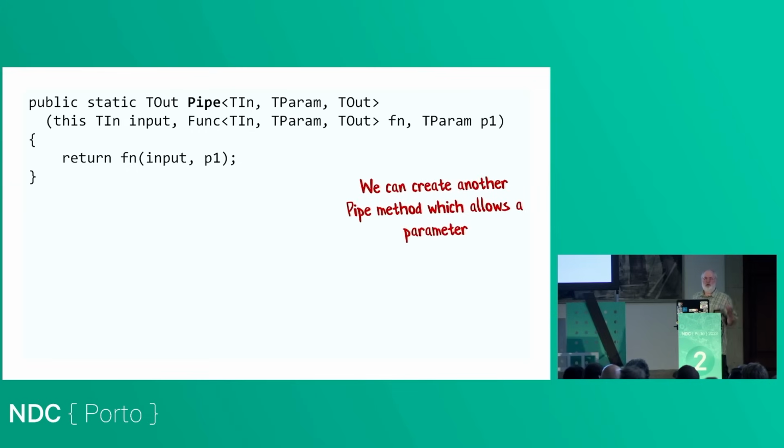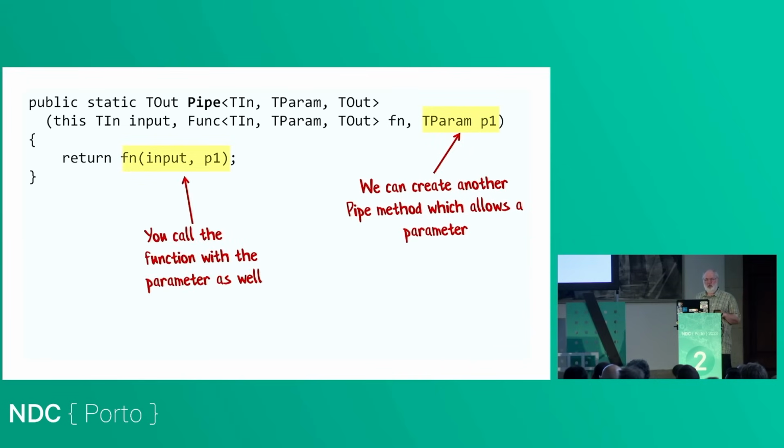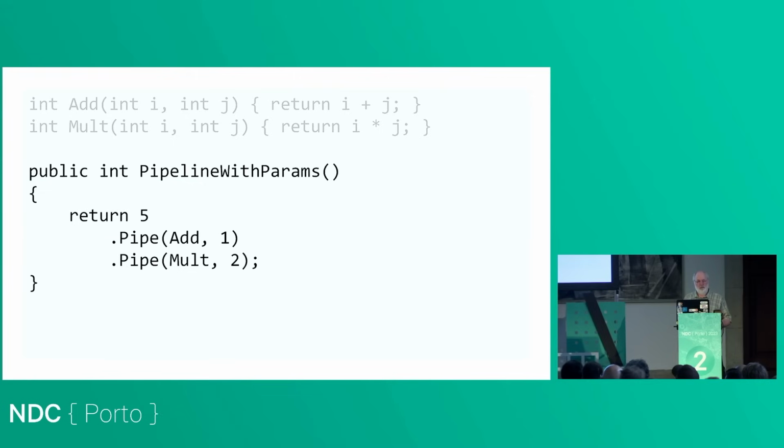Well, I just have another overload of pipe, and I have an extra parameter now. And when I call the function, I pass in the original input, which is coming down the pipeline, and also the extra parameter, the second parameter. So that's how you would implement a two-parameter version. You can have a three-parameter version and four. You can have as many overloads as you like for this. So if I do that overload as well, then I can use addition and multiplication in my pipeline by just passing in the extra parameter, right?